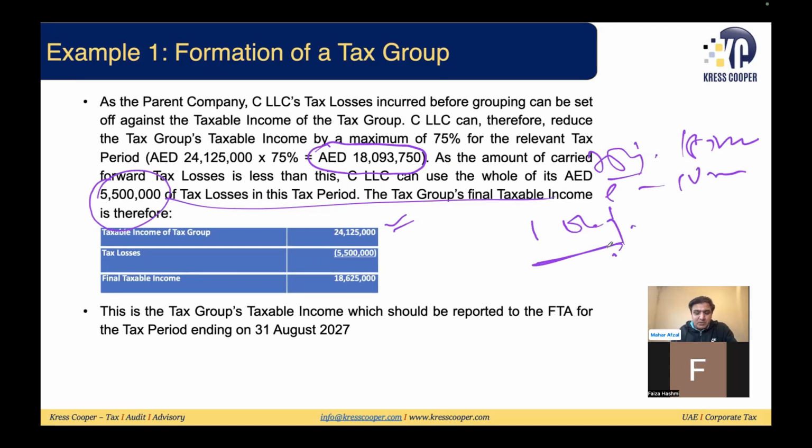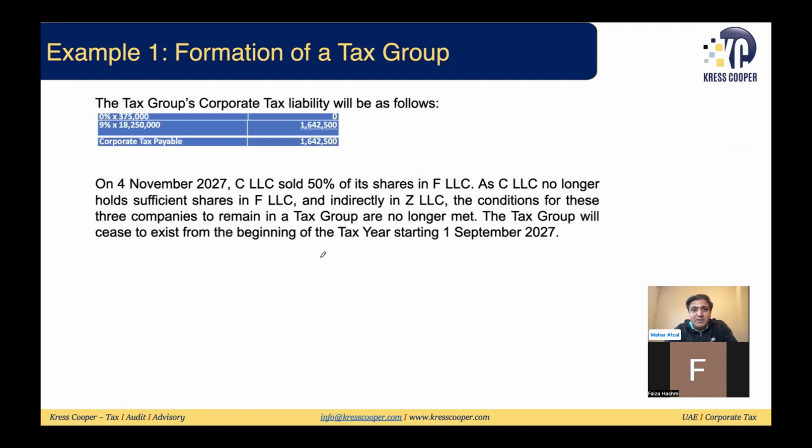So taxable income is 24,125. Tax loss is 5.5 million. Remaining is 18,625. This is the final taxable income or taxable profits. Up to 375,000, 0% corporate tax will be applicable. Beyond that, 9% corporate tax will be applicable. So the 9% corporate tax applicable is 1.6 million. They will be liable to pay to the FTA. They will be liable to submit the return within 9 months from the end of the relevant tax period.